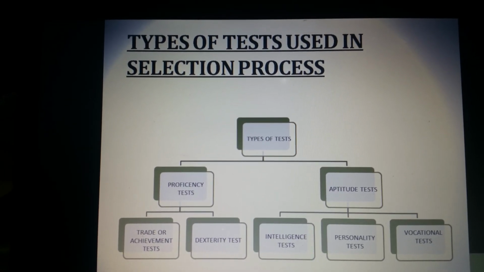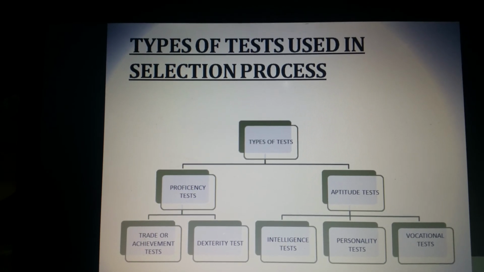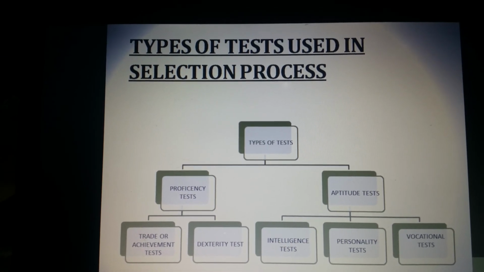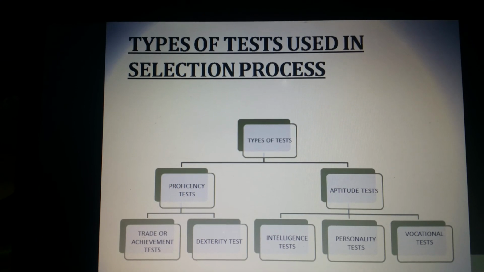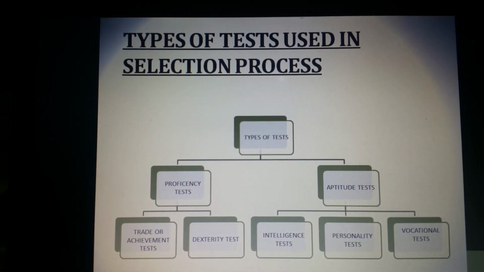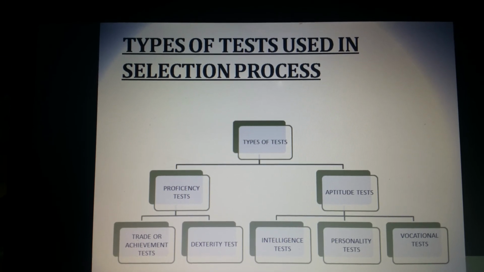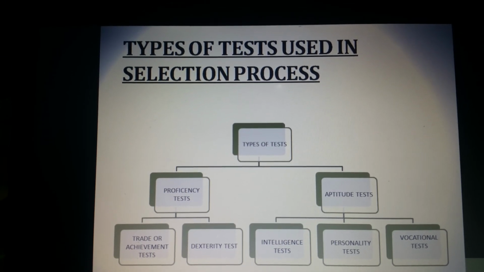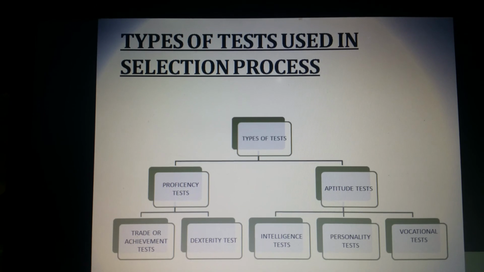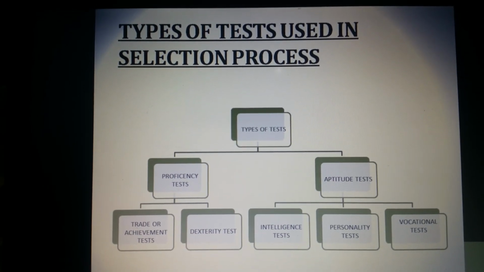So in the in-basket test, certain information is already given to the candidate, and then the candidate is asked to take various decisions, which the candidate would otherwise be required to take once appointed for a particular job. So these are basically the different types of tests which are used in the selection process.